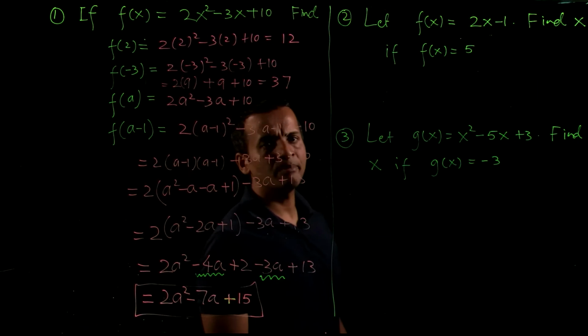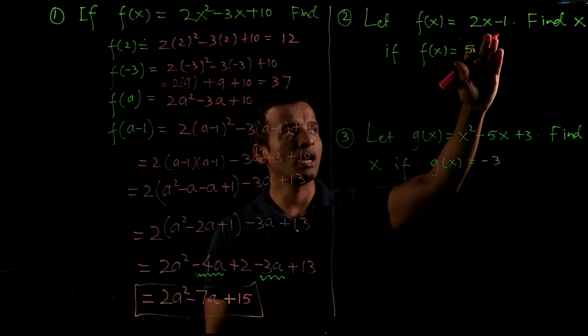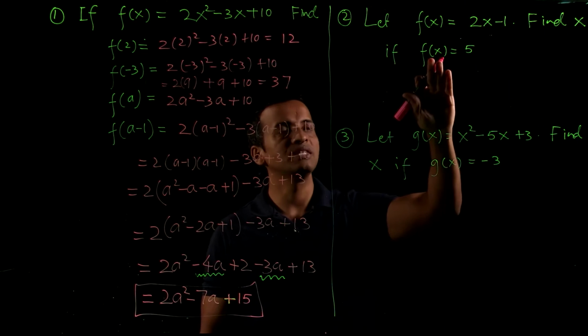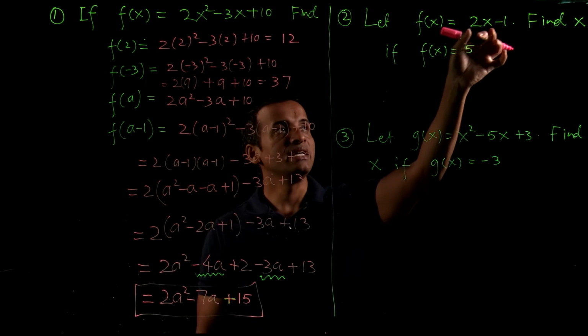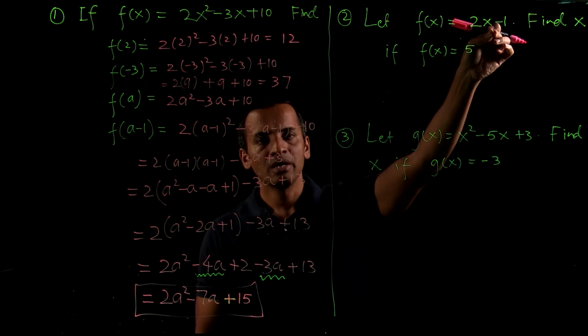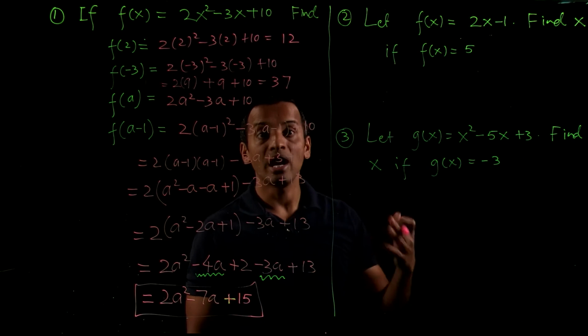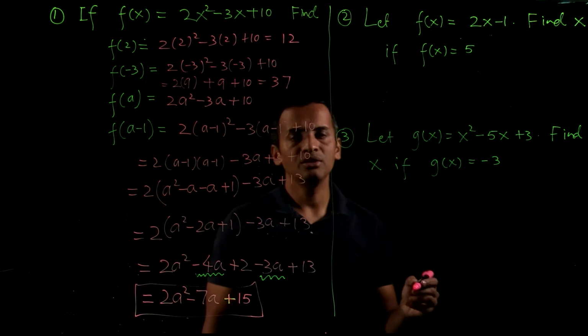Next, I take an example where f of x is given as 2x minus 1, and you want to find out x for which f of x is 5. Okay, so f of x is 2x minus 1. This is the function given. Now you want to find out for what value of x that f will be 5. So how do I do this problem?